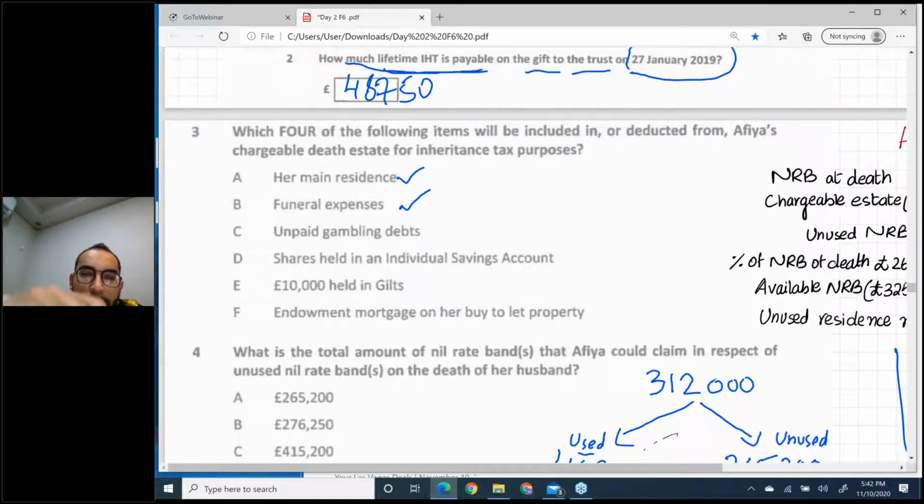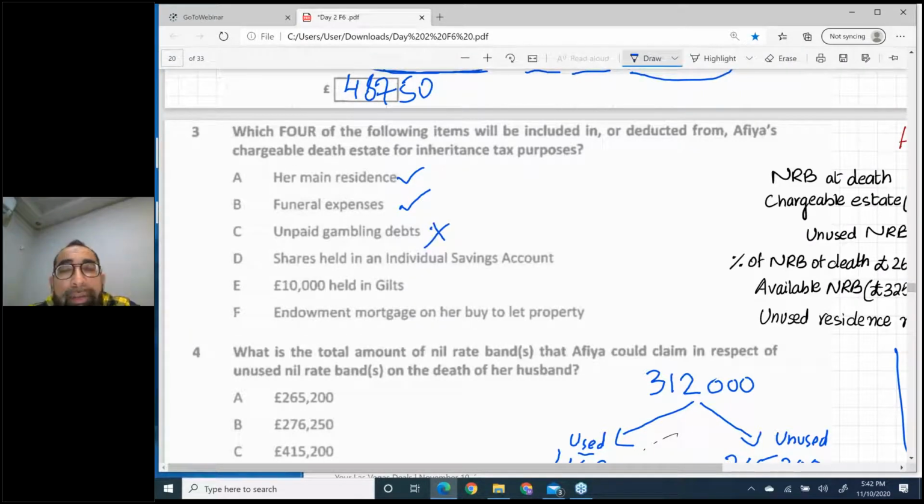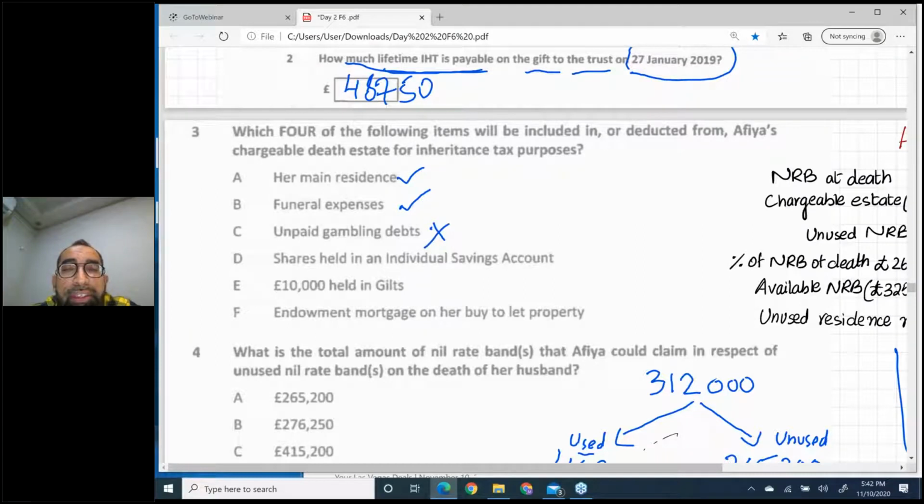Unpaid gambling debts, no, no more gambling debts, because you don't receive any consideration in life. Shares held in an individual savings account, yes. An ISA is an exempt asset for CGT purposes, but for IHT it's not exempt. Then 10,000 held in gilts, yes, you have to add. Gilts, definitely you have to add. Even though gilts are exempt for CGT, they are not for IHT.